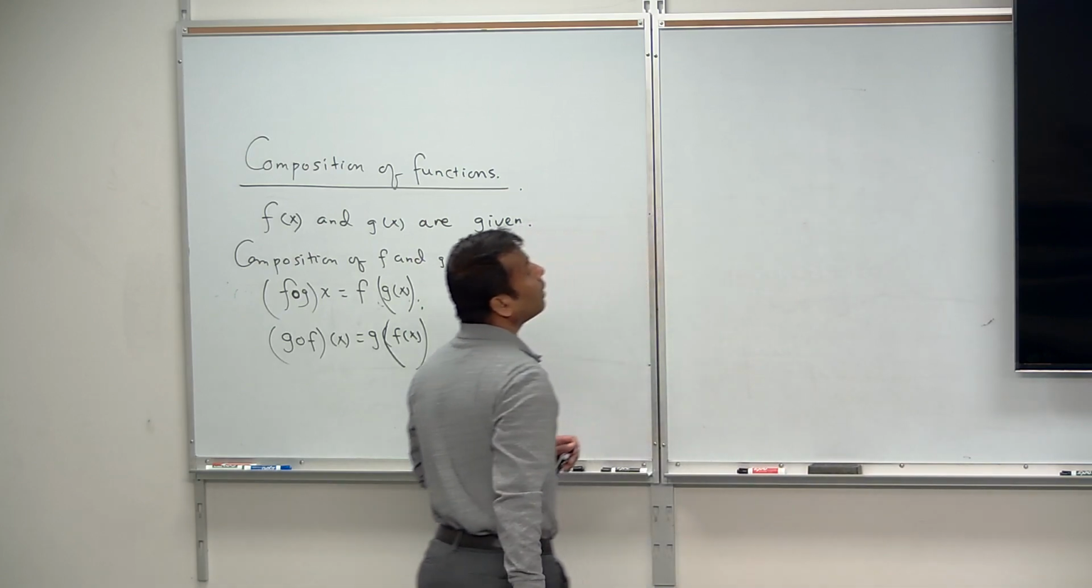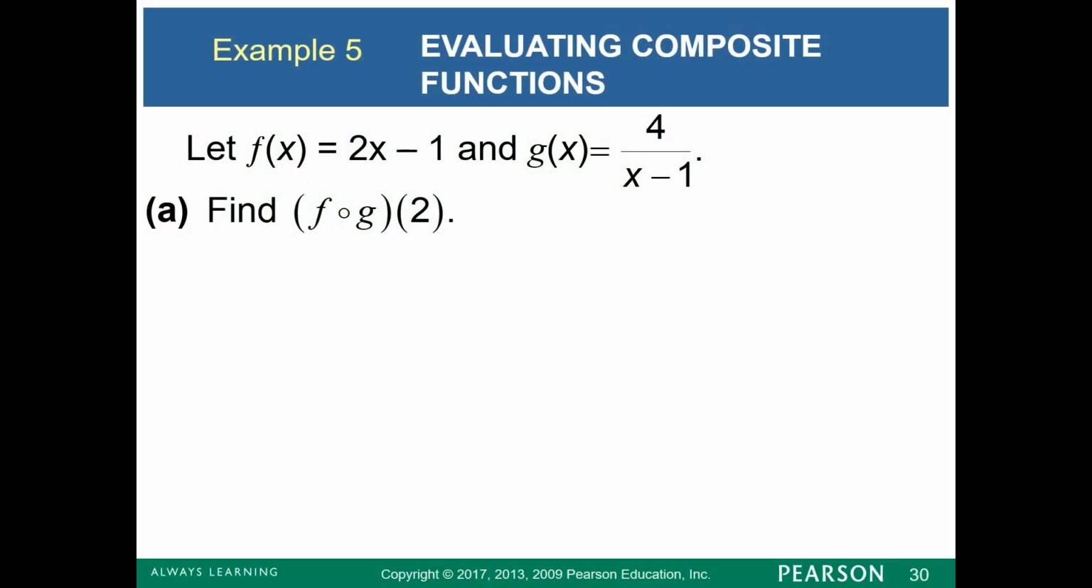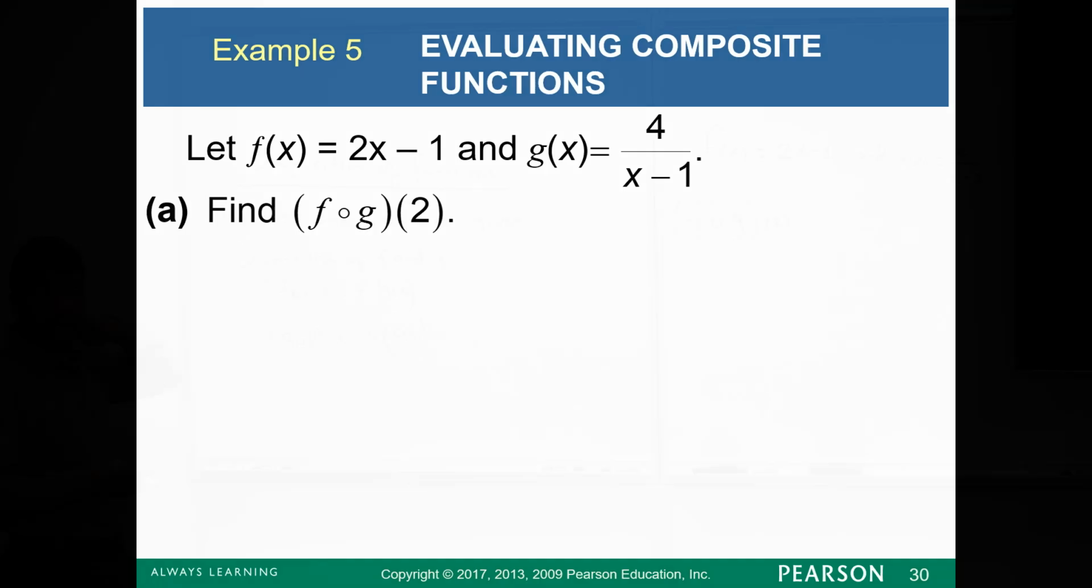Okay. Now, look here, guys. If you have f(x) equal to 2x minus 1 and g(x) equal to 4 over x minus 1. So let's say your f(x) is 2x minus 1 and your g(x) is this. So you want to find out f o g of 2. Okay? Make sense?